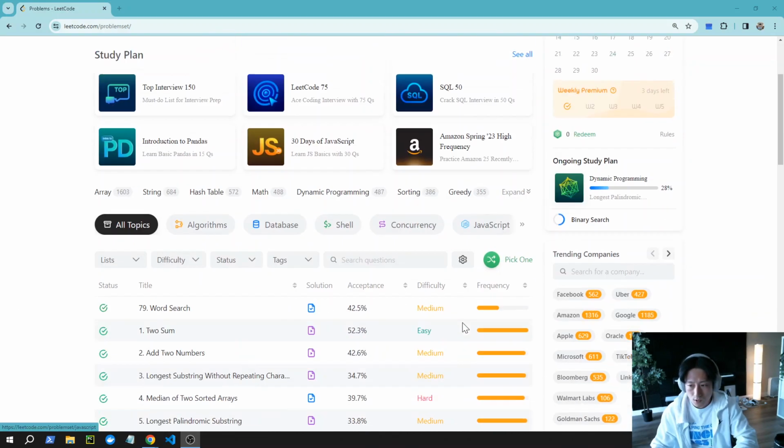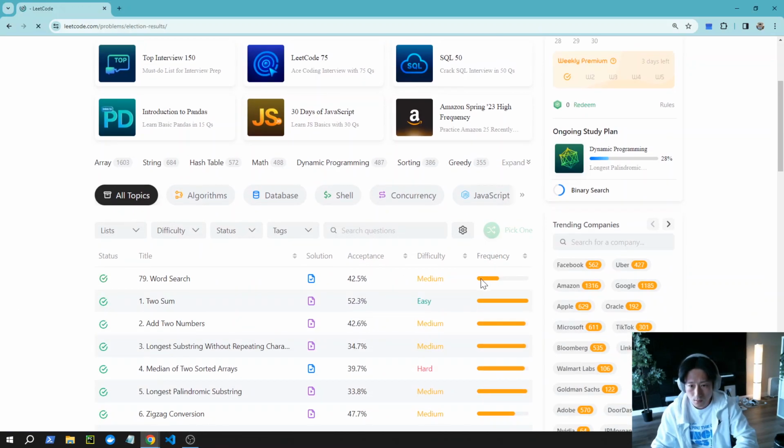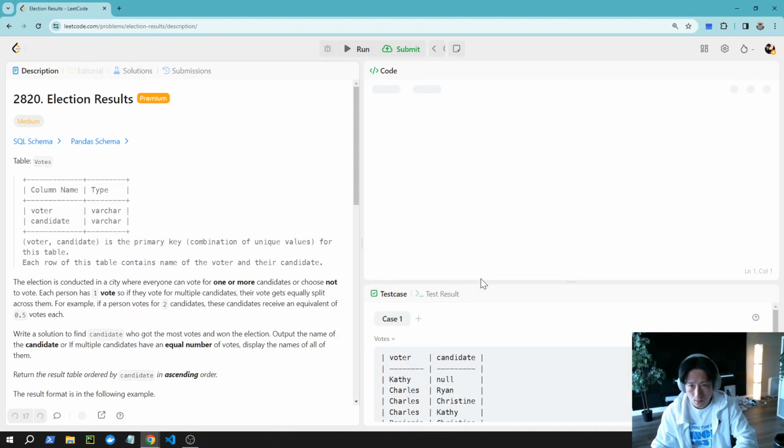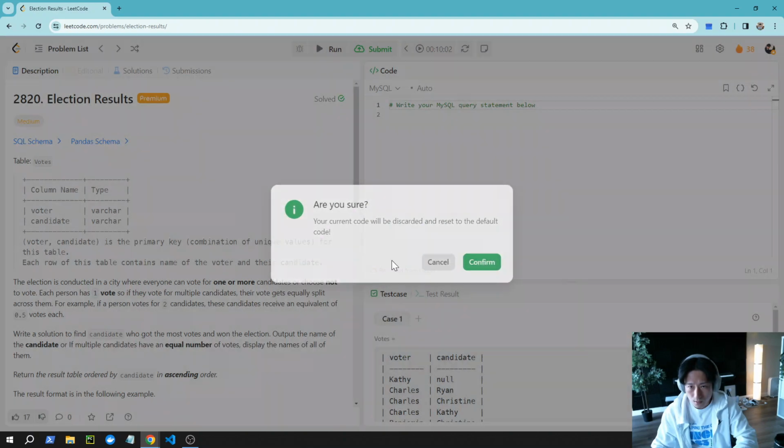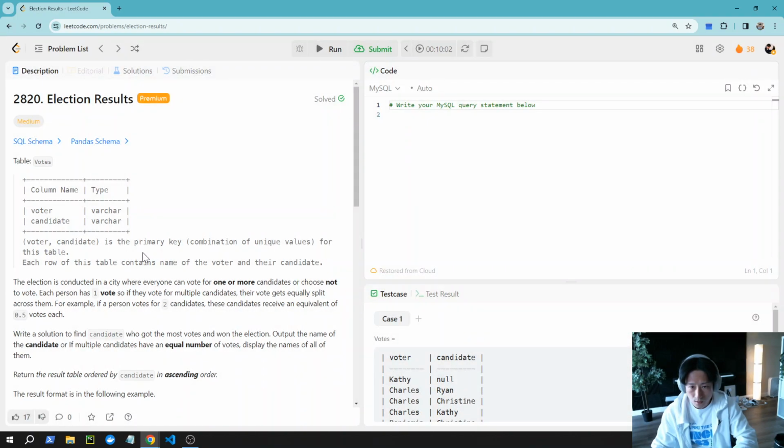Okay, gonna pick one. Gonna delete the previous one. I'm gonna reset this time. This is a SQL question. Am I gonna do the SQL question?